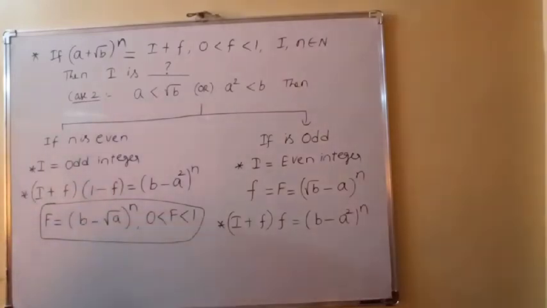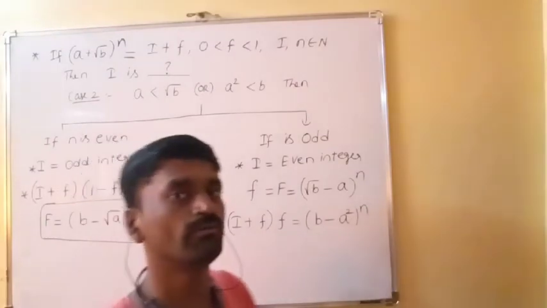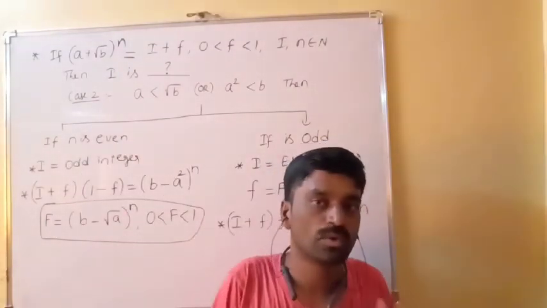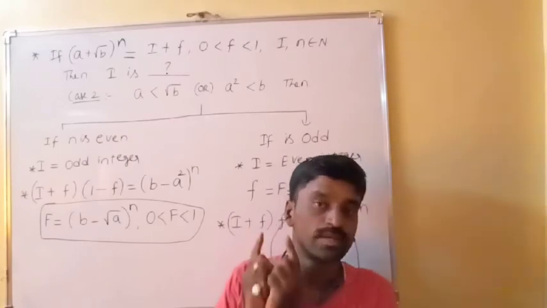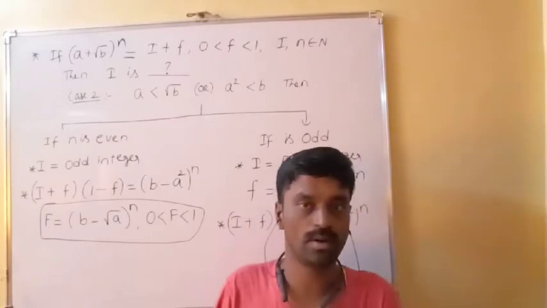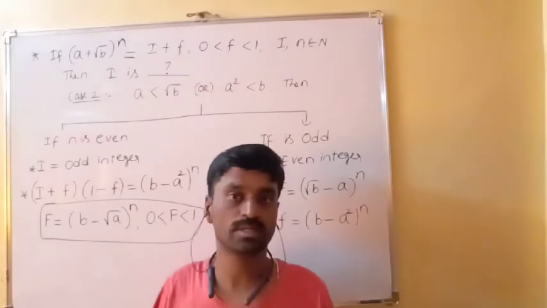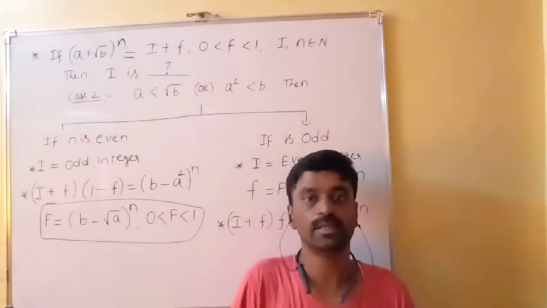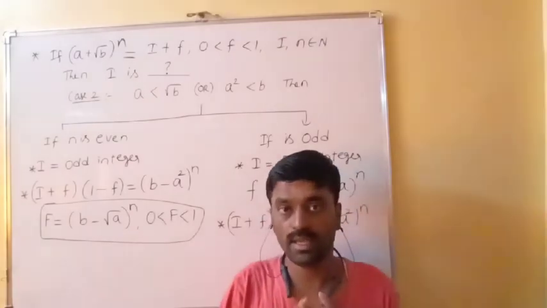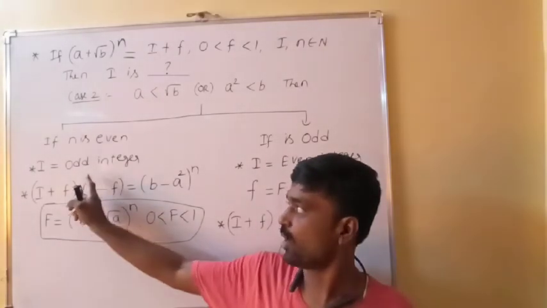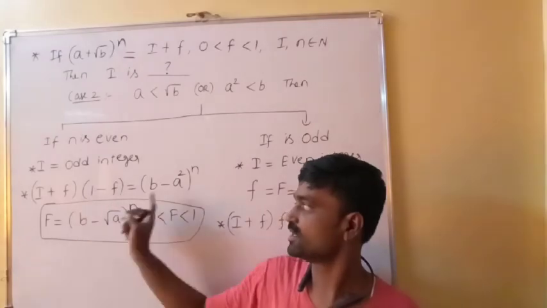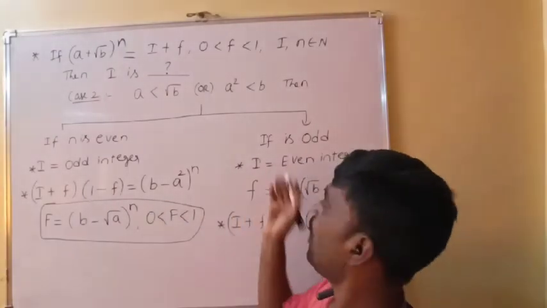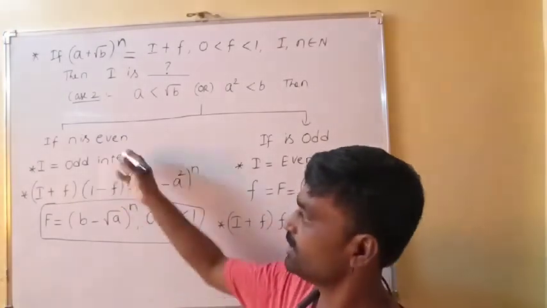Okay, so when a less than root b, here we have 2 cases. When a greater than root b, irrespective of n, I is always odd, and I plus f into 1 minus f is what? (a square minus b) whole power n. But when a less than root b, 2 cases will arise. When n is even, I is an odd number, I plus f into 1 minus f is (b minus a square) whole power n.